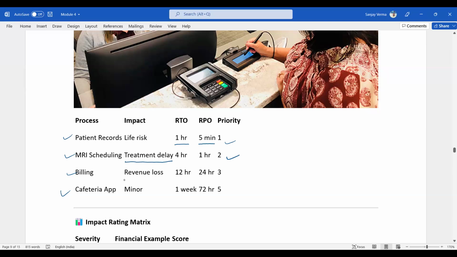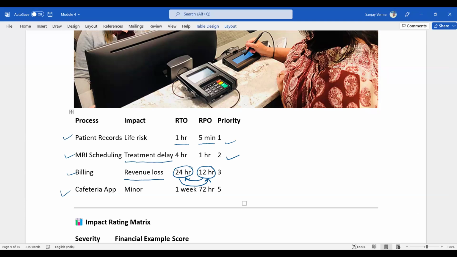Billing. Billing is a revenue loss, but again, it does not have a life threat, right? Life risk is always the first priority. So here recovery time objective is 12 hours and your recovery point objective is 24 hours. If you are losing your billing record, you can basically, but I tell you, this value should be here. This value should be here. So recovery point objective is always less than the recovery time objective. Keep in mind, these values should be vice versa. So this should be 24 hours. This should be 12 hours.